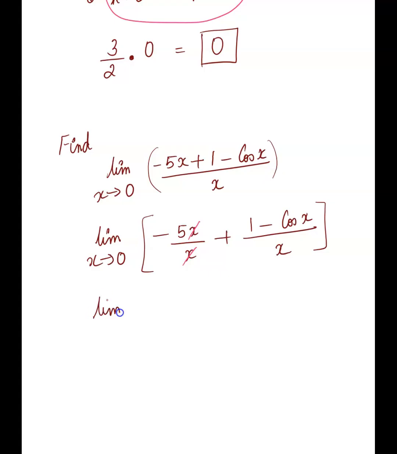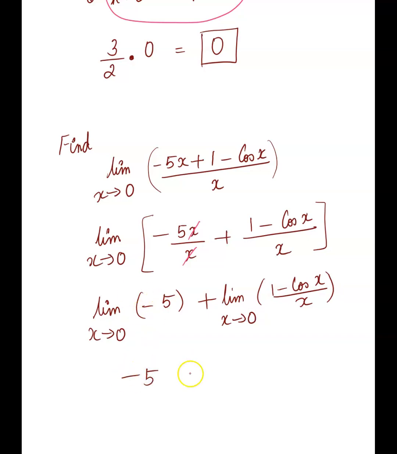So then we can separate them by applying the limit to each individual term. So that's limit of negative 5x approaches 0 plus limit 1 minus cosine x over x as x approaches 0. And because this doesn't have any x, this comes back as negative 5. Because of the rule, this becomes 0. So ultimately you get negative 5 out of this.